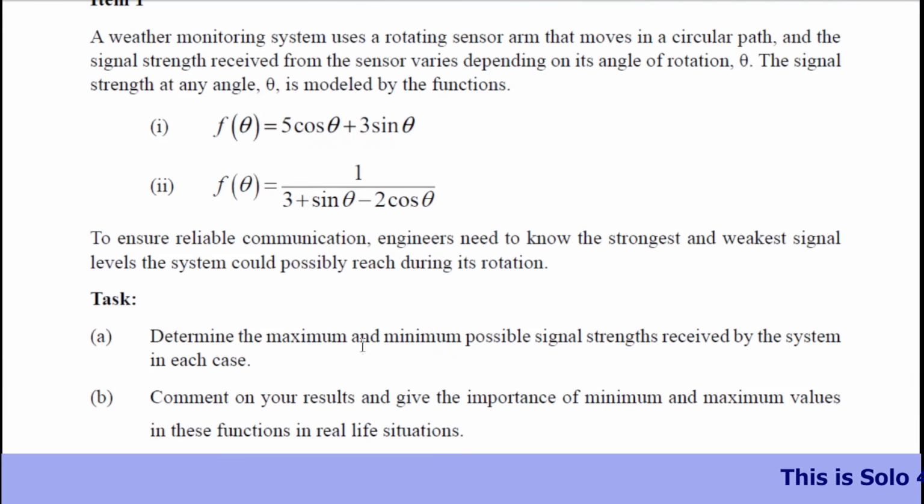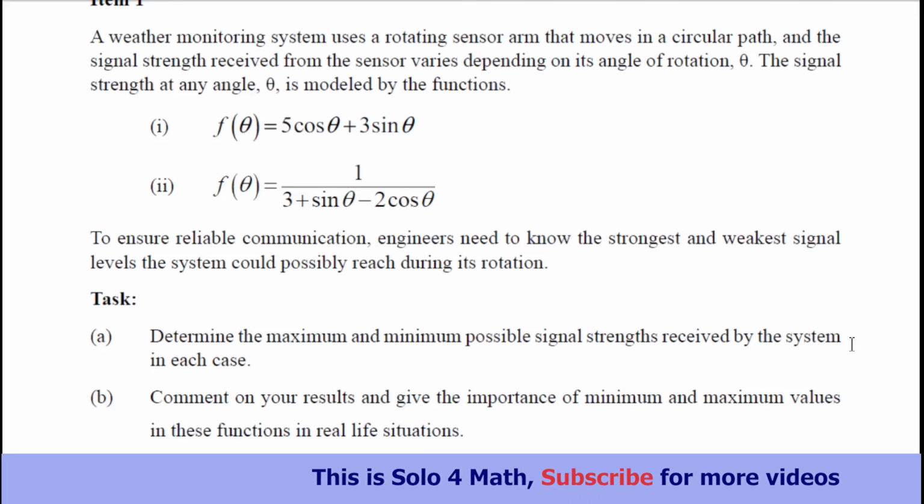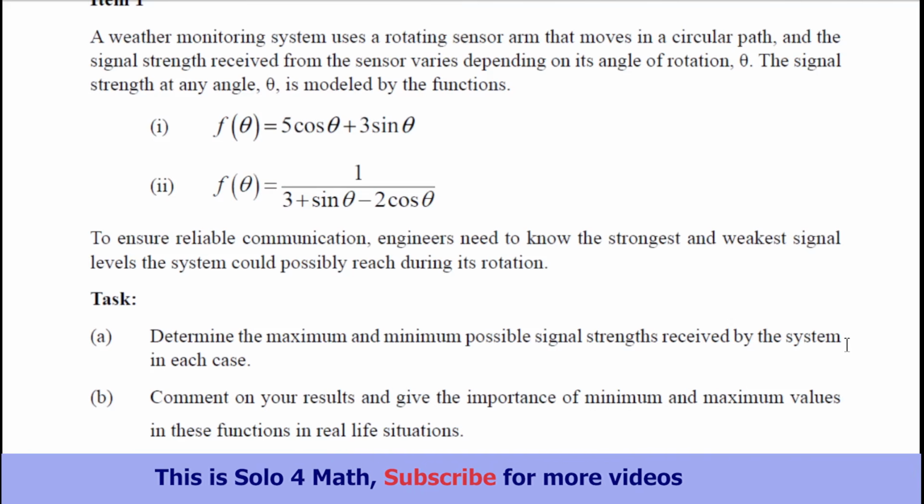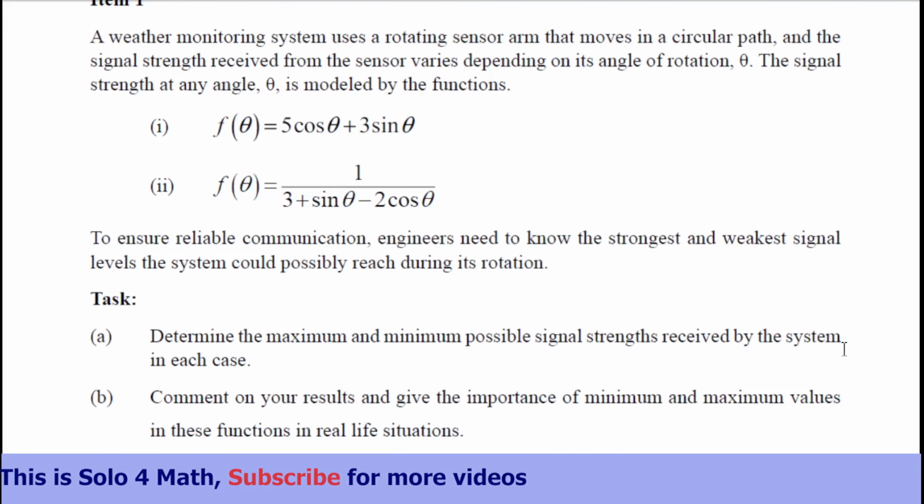If we go back to our question, determine the maximum and minimum possible signal strength received by the system in each case. We've finalized with that. We've gotten the values for that. Now part B, comment on your results and give the importance of minimum and maximum values in these functions in real life.